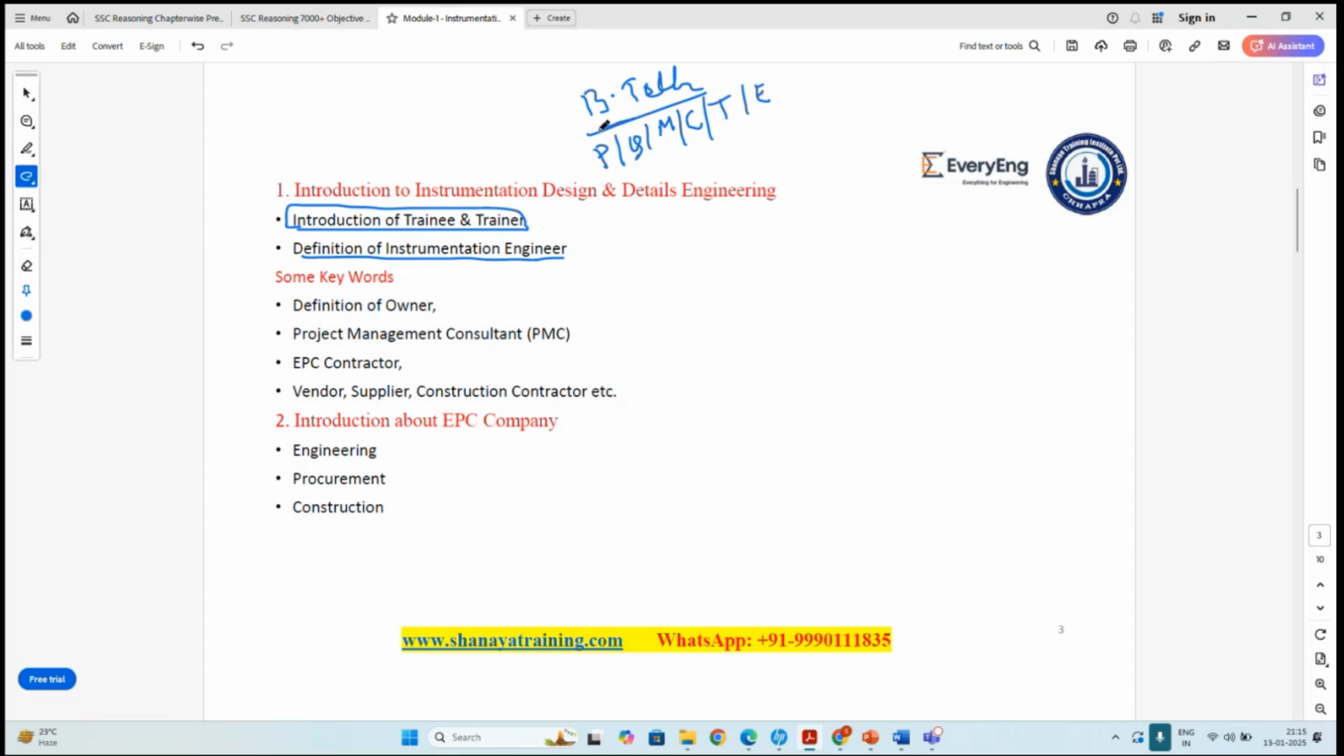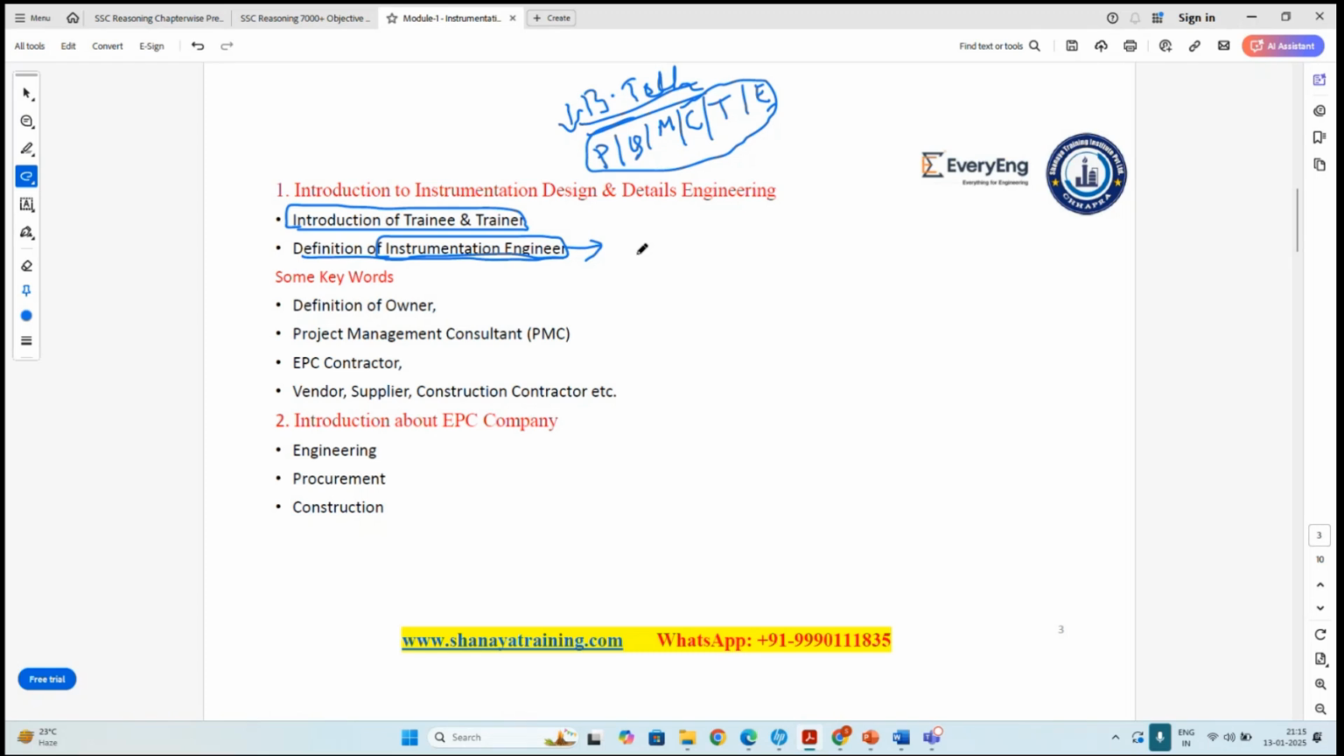If I'm talking about only EPC environments, the instrumentation engineer who has done the BTech will go into different disciplines like project department, quality, construction, then commissioning, and engineering. So what is the definition of an instrumentation design engineer? First of all, if you are doing anything, your purpose should be clear. Why are you an instrumentation design engineer? What is your role? What do you do?